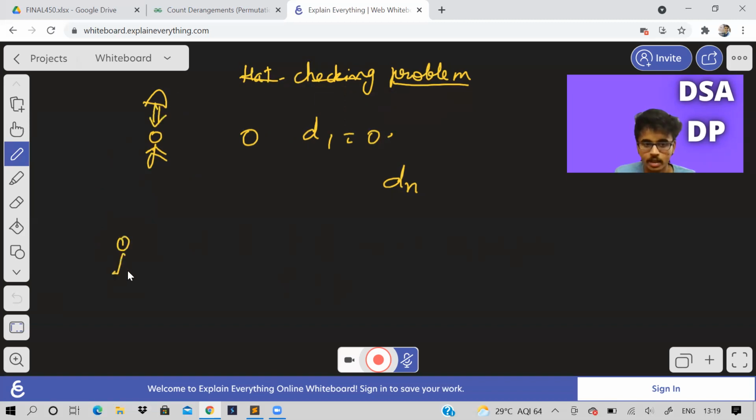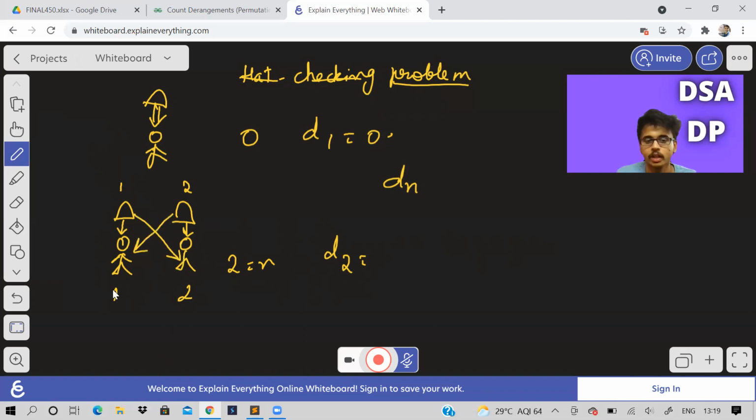Now what if there are two people? So n equal to 2, and there are two hats. How many derangements are possible? I should not give this hat to this person, and I should not give this hat to this person. This is hat number 1, 2, and this is person number 1, person number 2. They should get different hats. So I will give hat 1 to person 2, hat 2 to person 1. So I will make it something like 2, 1. Correct. So this is the only derangement possible. So D1 is 0, D2 is 1.